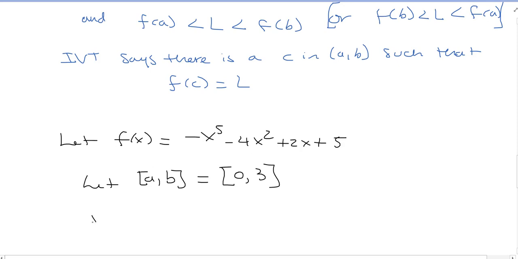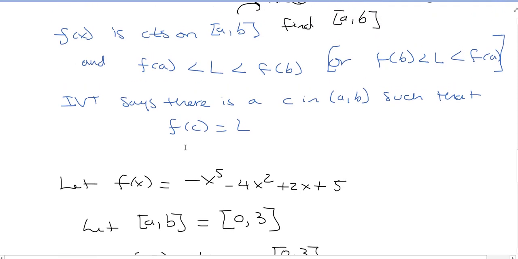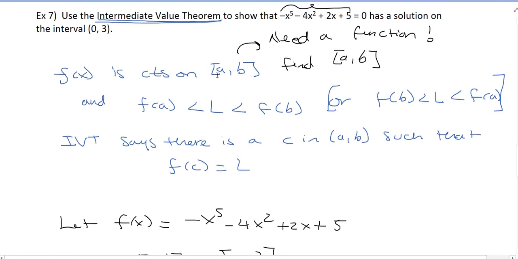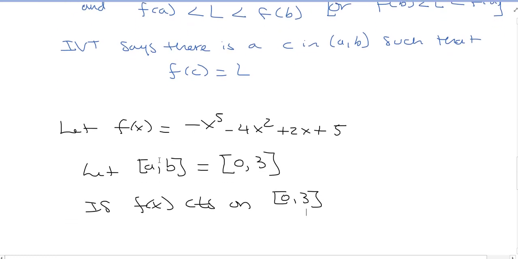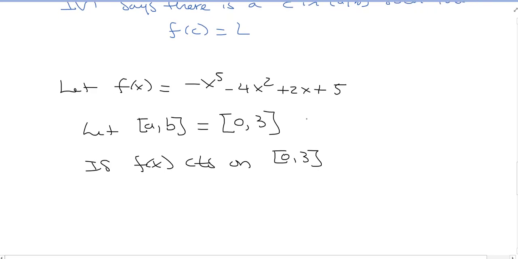Is the function continuous on that interval? In order to use the intermediate value theorem, I have to say that f of x is continuous on a closed interval. I have a function, I have a closed interval. I need to make the argument that my function is continuous on that closed interval. Well, is it continuous on that? Yes. f of x is a polynomial, so it's continuous on the entire real line. So if it's continuous on the entire real line, of course it's going to be continuous on a closed interval.